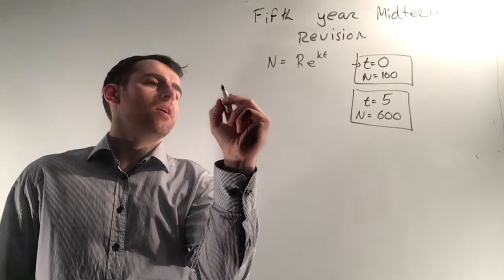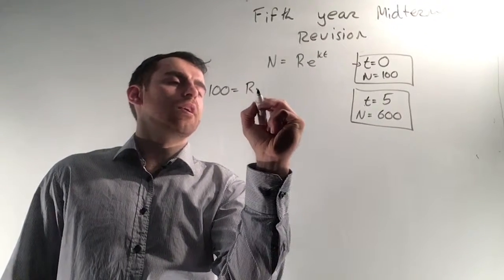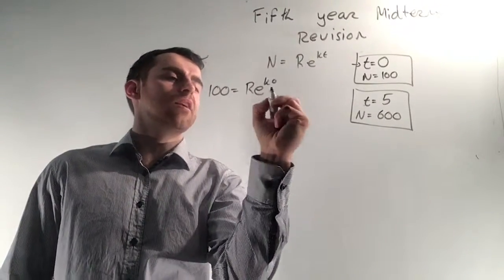If I sub this in, I'm just going to get on the left-hand side, it's 100 is equal to r times e to the power of k times 0.